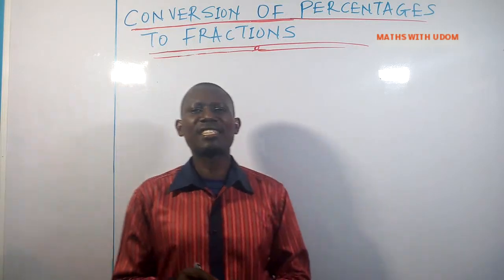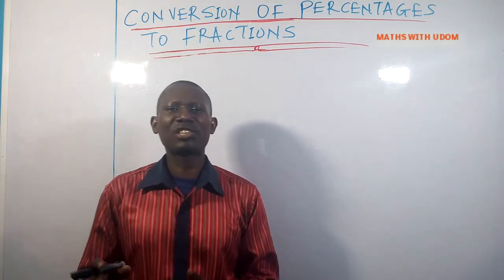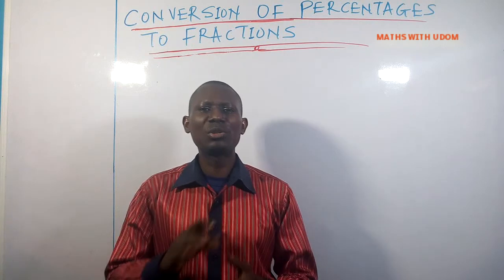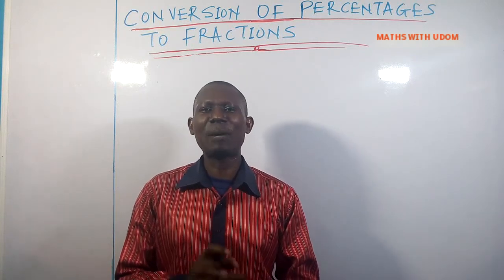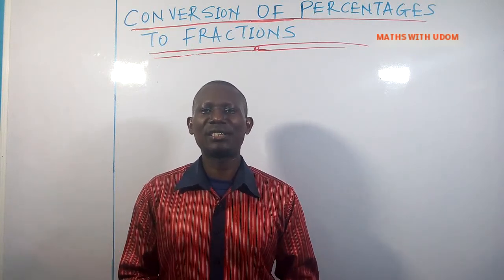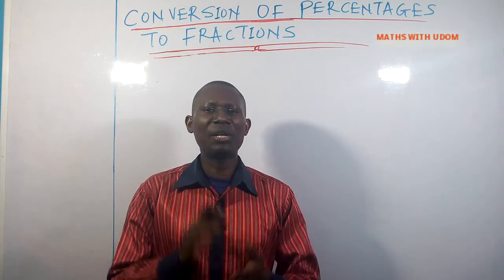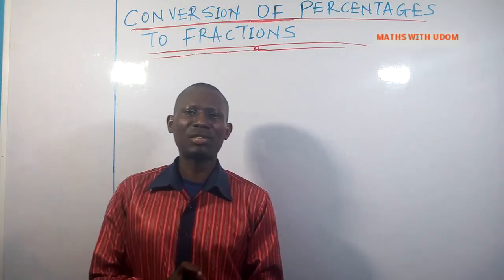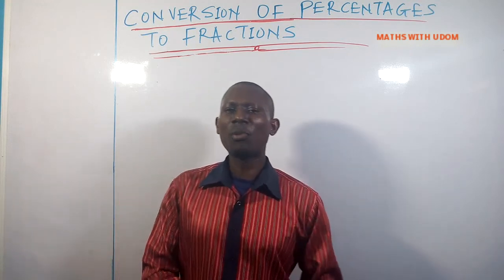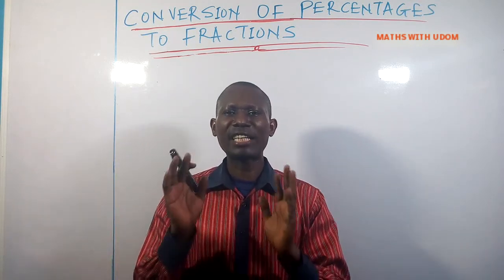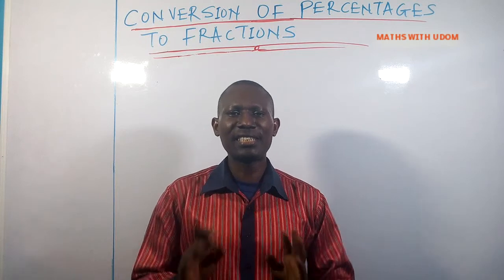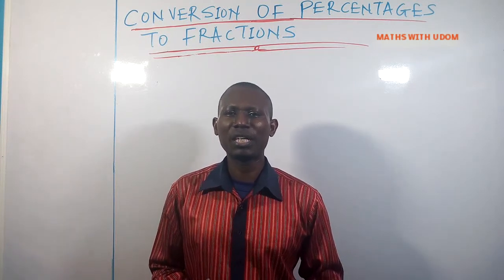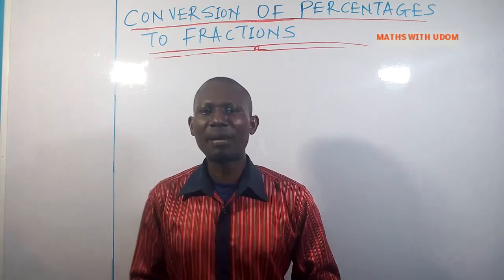To convert any percentage to a fraction, all you need to do is to divide the given percentage by 100. The given number can be a whole number, a decimal fraction, a mixed fraction, or a proper fraction, but all you need to do is to divide that number by 100. That is the simple rule to follow. Now, why are we dividing by 100?